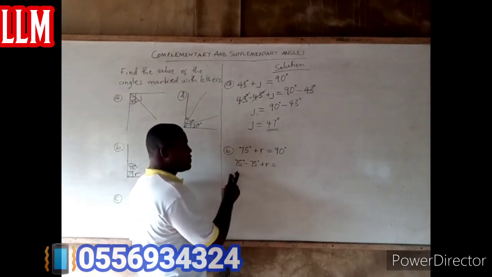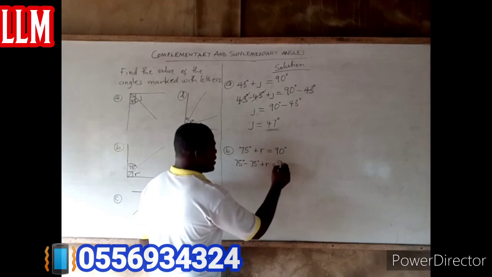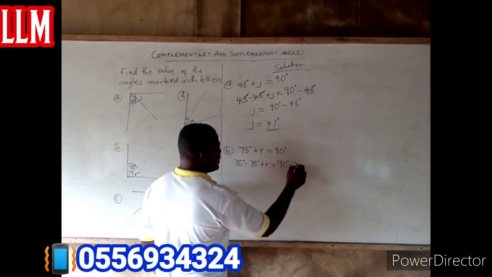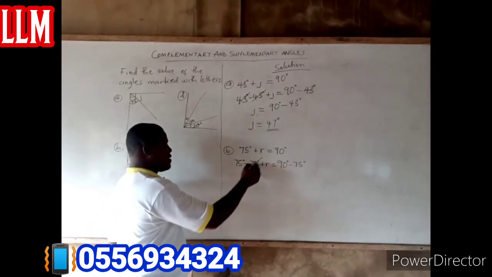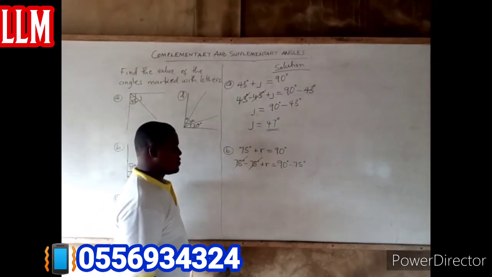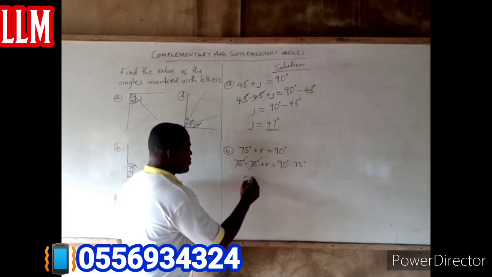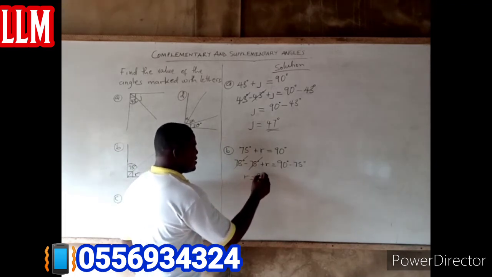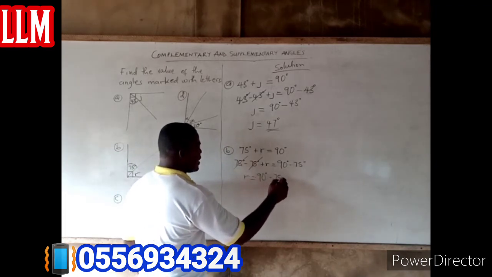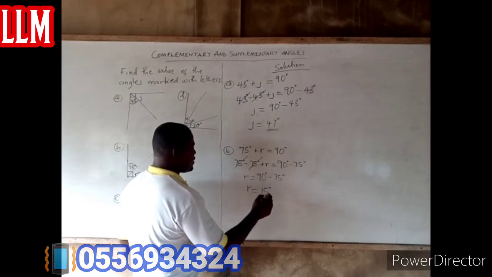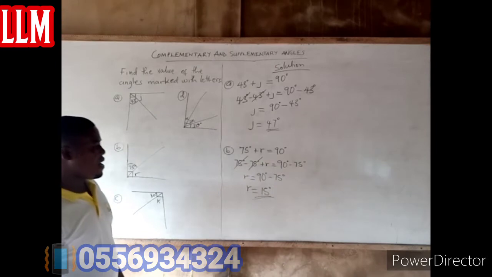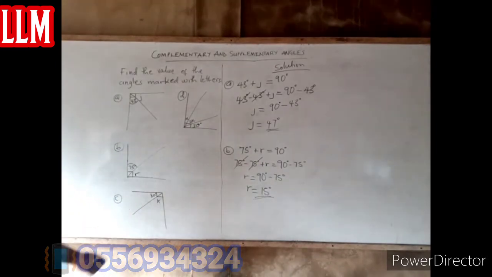from this 75. And whatever we do at the left side, we do the same thing at the right side. So this 75 goes with this, so that we get R is equal to 90 degrees minus 75 degrees, and R is going to give us 15 degrees. So our angle R is 15 degrees.